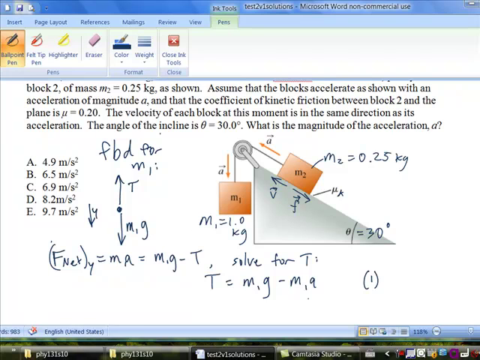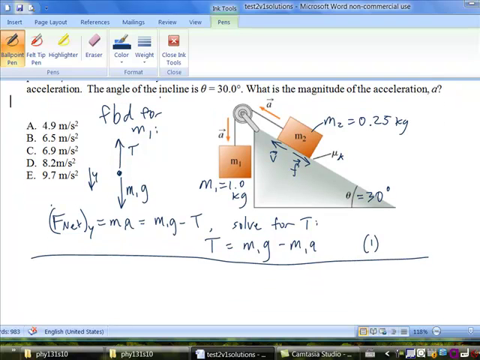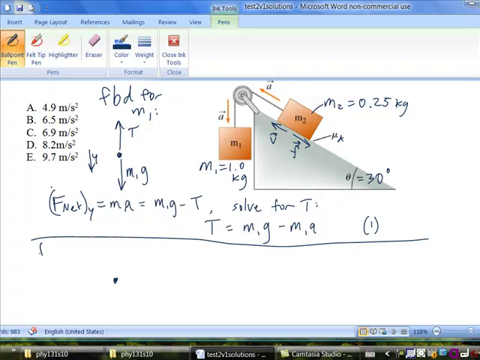And that same tension is carried across the pulley to M2. So now let's do a free body diagram for M2. Label it free body diagram for M2. So there's the M2. Its tension is acting up and towards the left. It's got its kinetic friction acting down and towards the right because the velocity is up and towards the left. We've got the normal force acting off the plane, and there's gravity, which is going to be acting straight down, and that's m2 times g. It's the force of gravity.